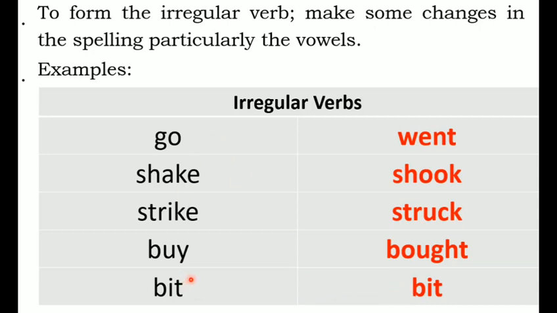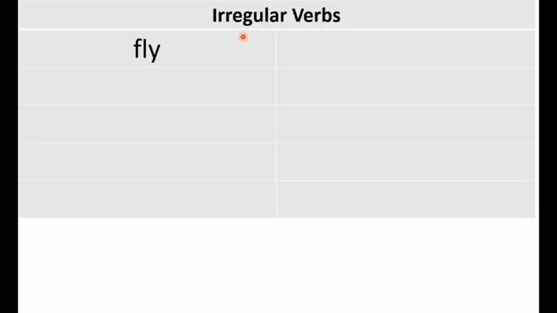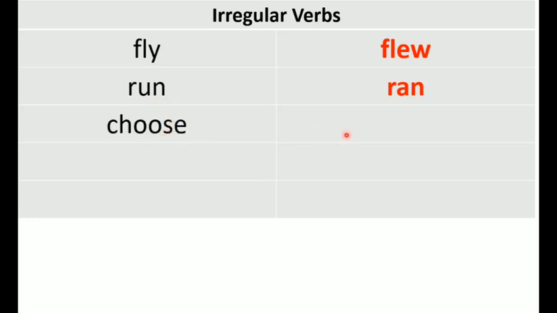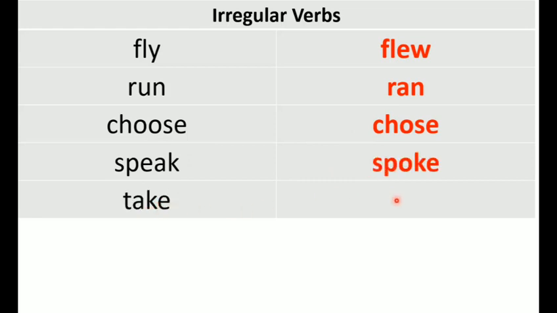Okay, notice the change in the spelling from present tense to the past tense. Next, fly will become flew. Run will become ran. Alright. Next, choose will become chose. Speak will become spoke. And take will become took. Again, this is the present tense of these irregular verbs, and this is their equivalent past tense. Notice the change in the spelling.